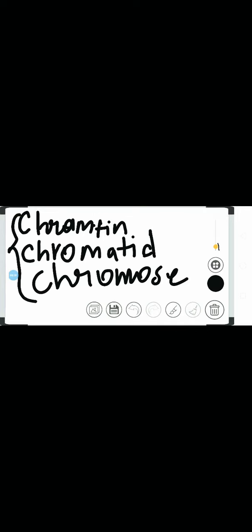Now the difference between the 3 words is this: chromatin is the fibrous substance present in the nucleus. Chromatid means the arms of the chromosome. Chromosome is the highly coiled and condensed, that means the thickened, part of chromatin. Chromosome is the highly coiled and condensed chromatin fiber.